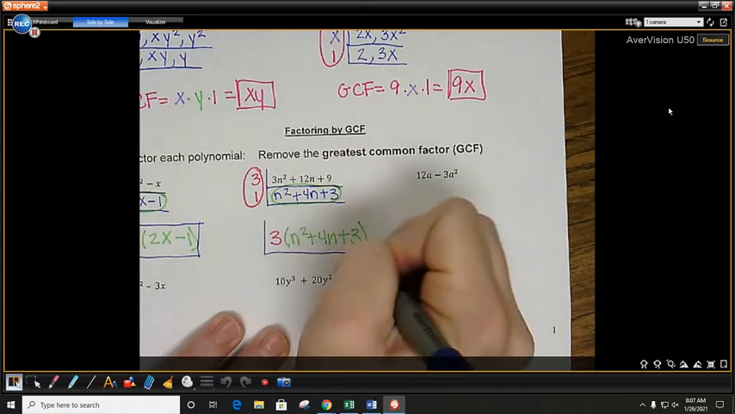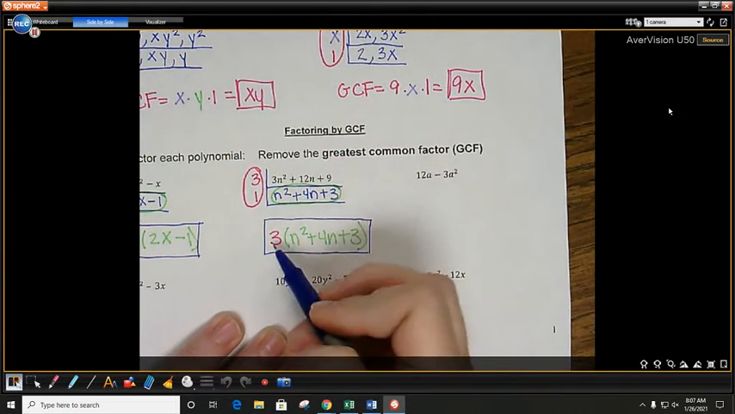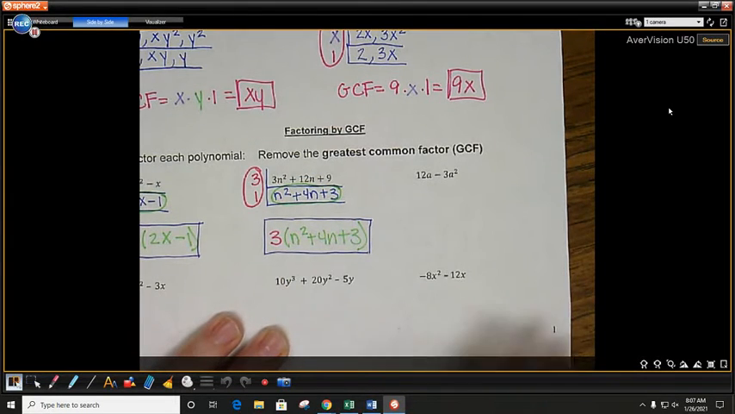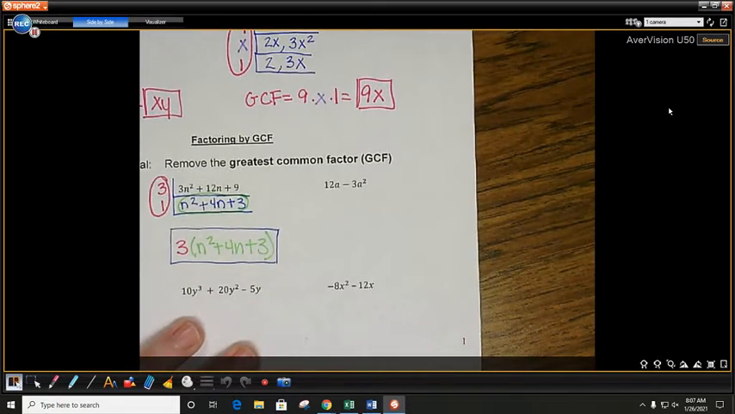And again, you can check yourself. 3 times n squared is 3n squared. 3 times 4n is 12n. 3 times 3 is 9. So we're good. Okay, next one.